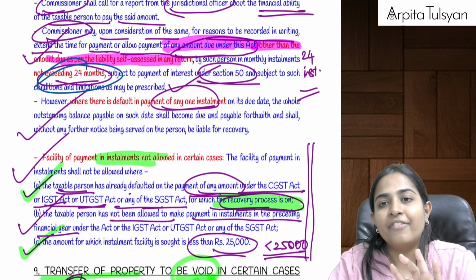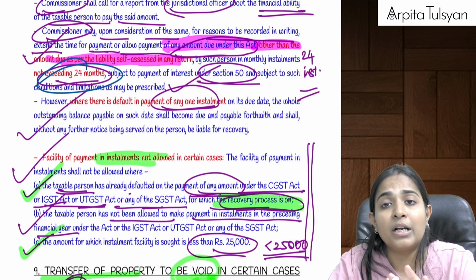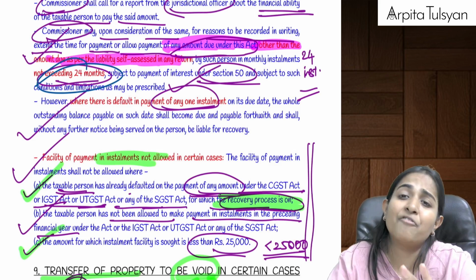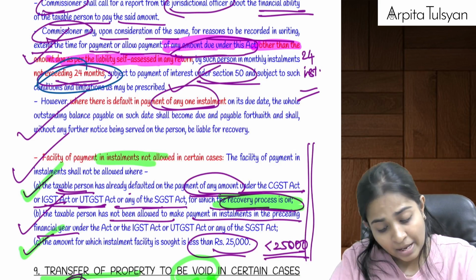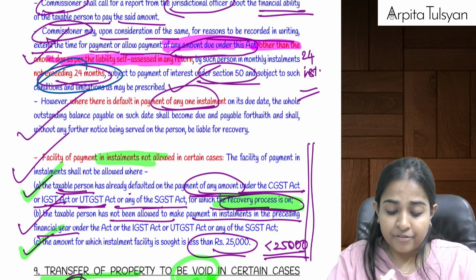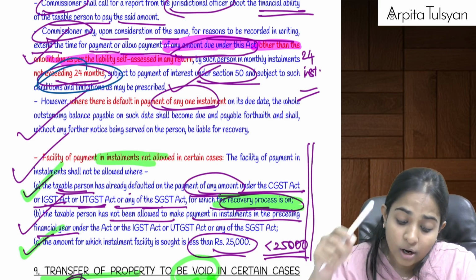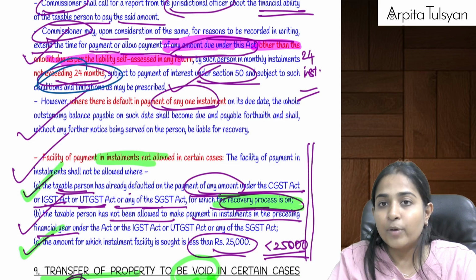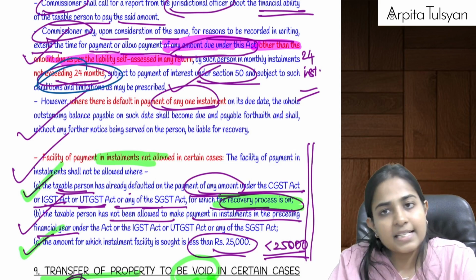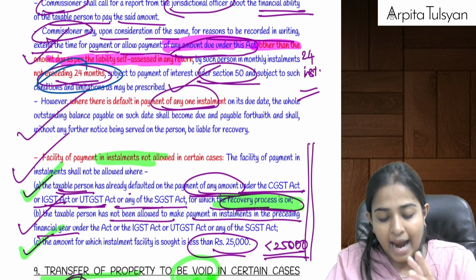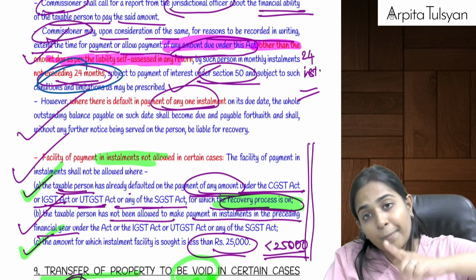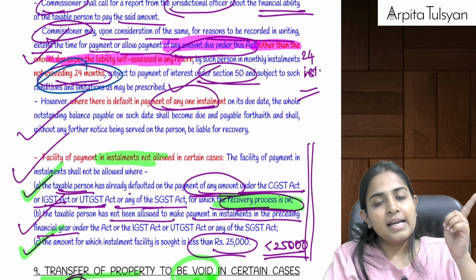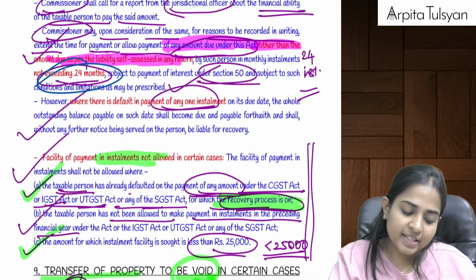Second one, when the total amount to be paid to the department is less than 25,000, then why take installment for such a small amount? This is what the department says. Next one, if that person has already defaulted during the recovery process, then no installment will be given. And the last one, if that person was not allowed to make the payment in installments in the preceding year, then in the current year also no installment facility will be given.